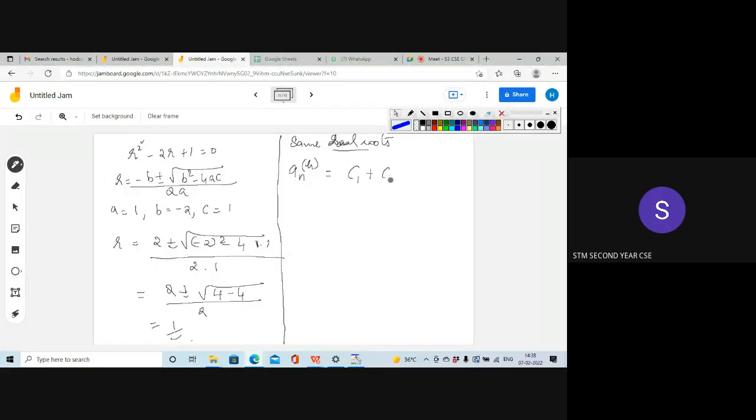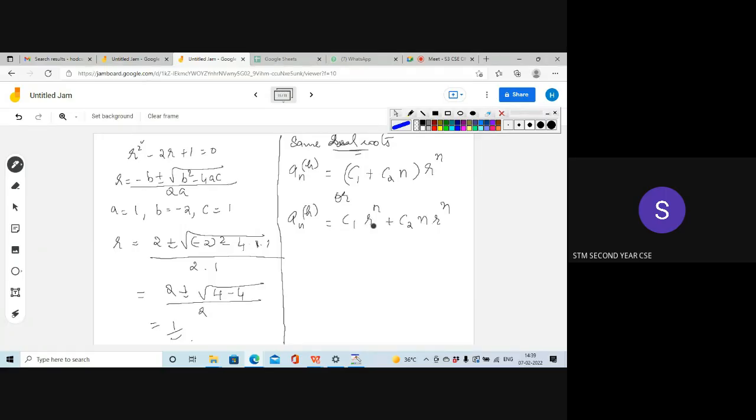C1 plus C2n into r raised to n, isn't it? C1 plus C2n into r raised to n is the homogeneous solution if you have two same roots. Okay. Or I had given in the note like this: a_n of h is equal to, I'm going to expand this equation, c1 r raised to n. I'm going to multiply with r and throughout, c2 n into r raised to n.